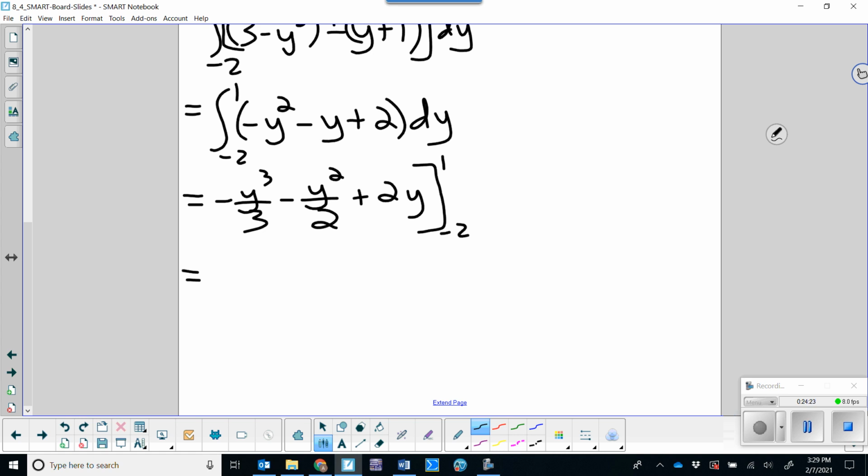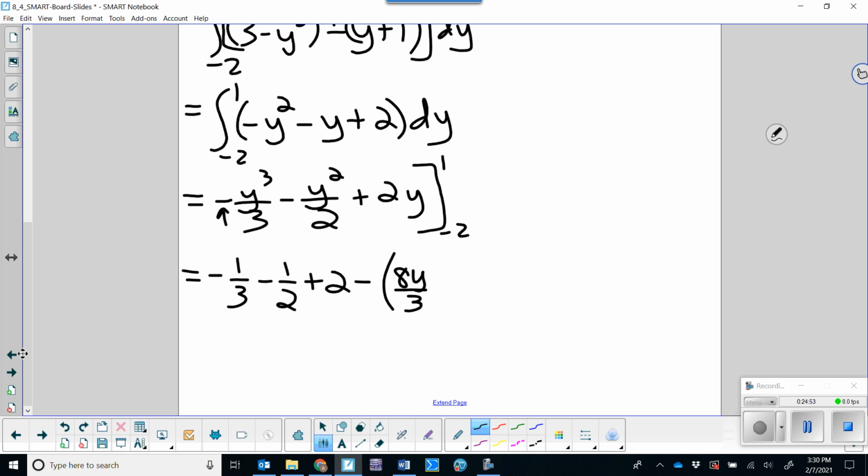So first time through, don't do a lot of simplifying, remember, because after I plug it all in, then I'll combine everything that has the same denominators, and then I'll get a common denominator. So I just plug in. So -1/3 minus 1/2 plus 2 minus parentheses. Now plug in -2. So -2 cubed is -8, but then there's a negative in front. So that's 8y over 3.